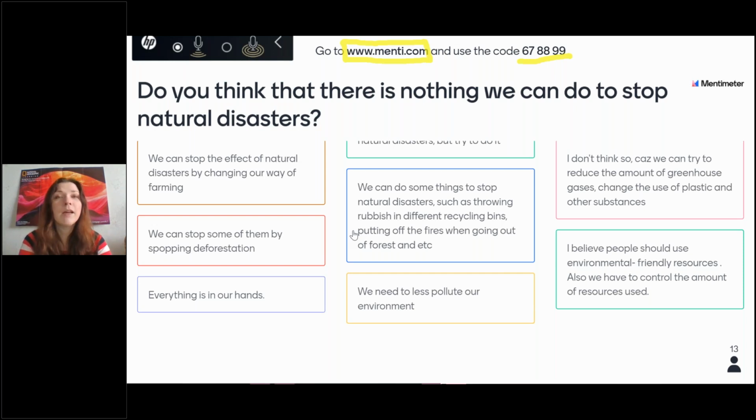Again, it all starts from ourselves, from our understanding of the situation, maybe from our families, right? So we are able to behave, to grow this next generation that will be more aware of the situation, of how we should live, right? Okay.